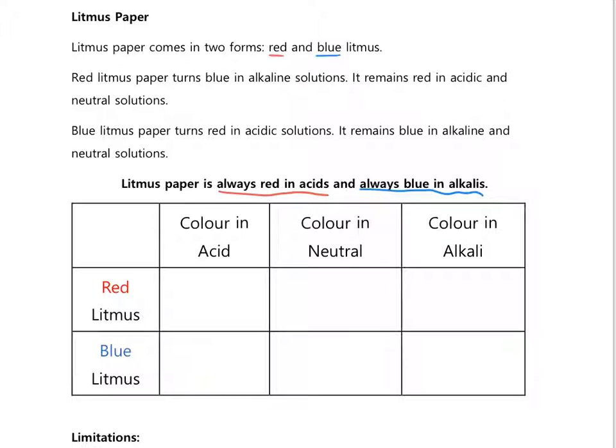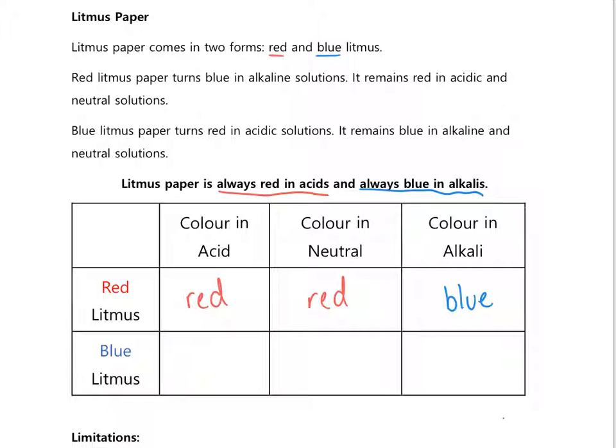So going by that theory, red litmus paper, what colour is it going to be in acid? Well, it's always red in acids, so it's going to be red. What colour will it be in neutral? Well, it stays the colour it started in neutral, so that's going to be red. And what colour will it turn in alkali? Well, litmus paper is always blue in alkalis, so it's going to be blue.